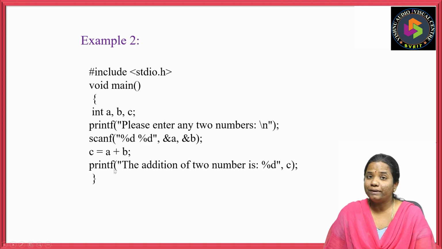Here I am using the printf statement along with the text. I am willing to print the C value on the screen. The addition of two numbers is percentage d comma C, because C is also an integer data type. That is the reason in the printf statement I have placed percentage d as the format specifier.